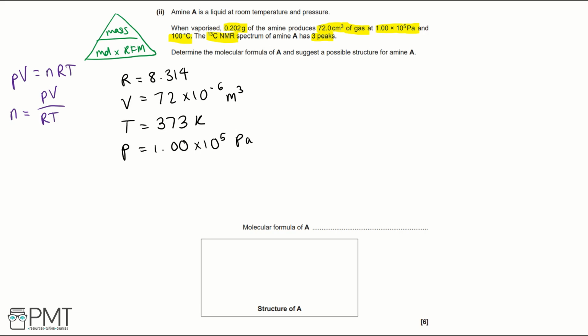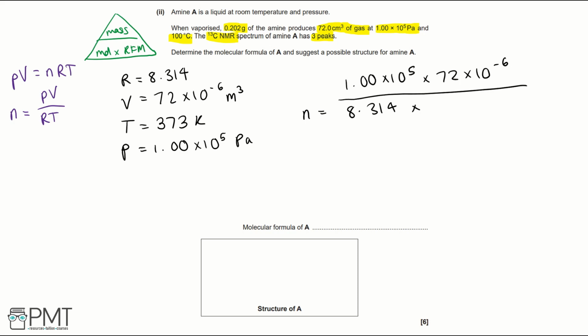So now we can plug this into our rearranged equation for n. So n is equal to 1.00 times 10 to the 5 multiplied by 72 times 10 to the negative 6, divided by 8.314 multiplied by 373. So n is equal to 2.32 times 10 to the negative 3 moles if we plug that into the calculator. Then, using our equation triangle, we can work out the relative formula mass.